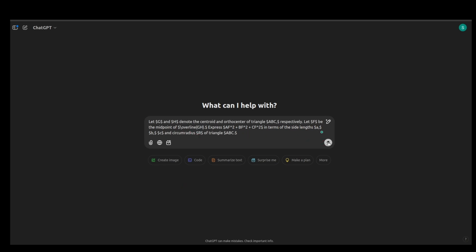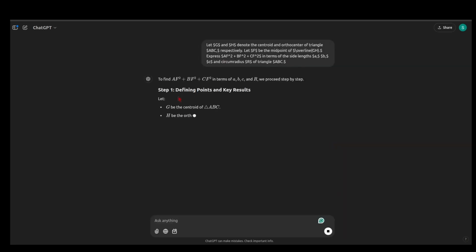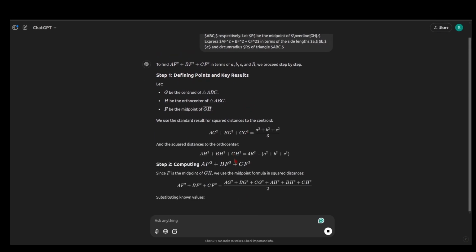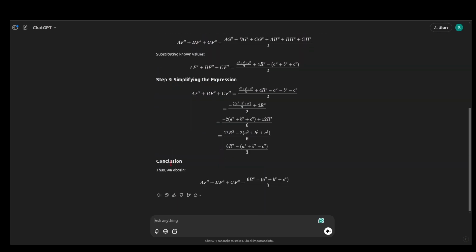So let's find out how OpenAI deals with this. It's again going step by step. It prints step 1, defining points and key results. Last time I asked this question, it got it wrong. So let's find out how it goes this time. Simplifying the expression. So conclusion: thus we obtain AF squared plus BF squared plus CF squared is equal to 6R squared minus and so on, which is actually a wrong answer. It got a similar answer last time, which was also wrong.